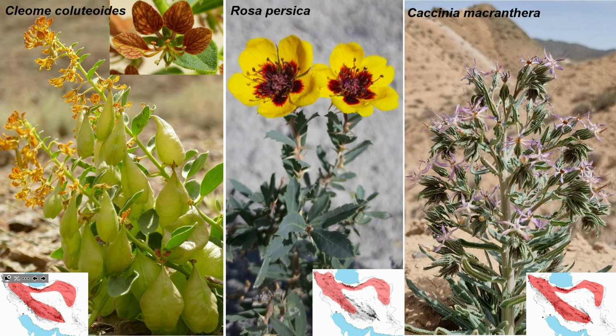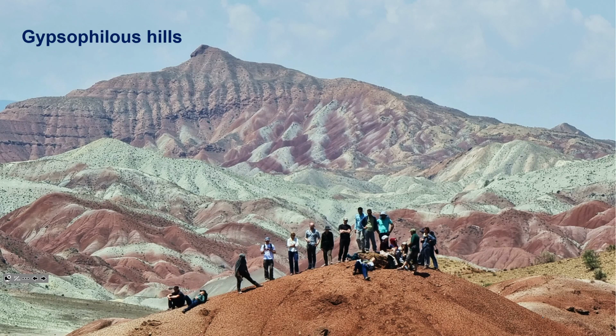Onosma macrantha from Boraginaceae, Rosa persica. It is a very small shrub, Rosa persica. And also Cleome coluteoides, as examples for this zone. Also, there are isolated or scattered habitats, gypsophilous hills, which have their own flora, and somehow halophytic species are also living in these vegetation types.